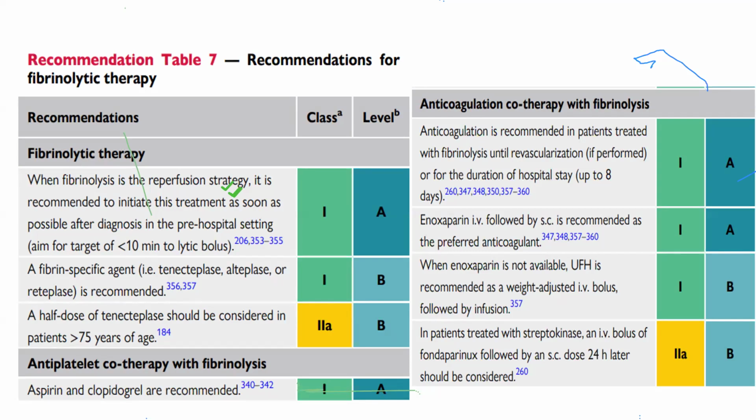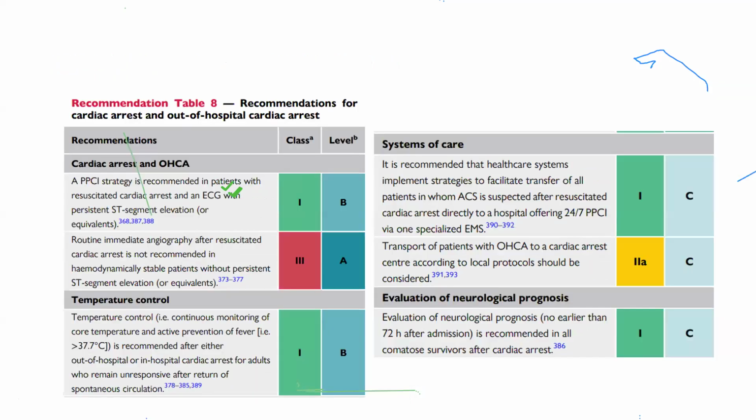When enoxaparin is not available, unfractionated heparin is recommended as a weight-adjusted IV bolus followed by infusion. In patients treated with streptokinase, an IV bolus of fondaparinux followed by a subcut dose 24 hours later should be considered. That is a 2B.